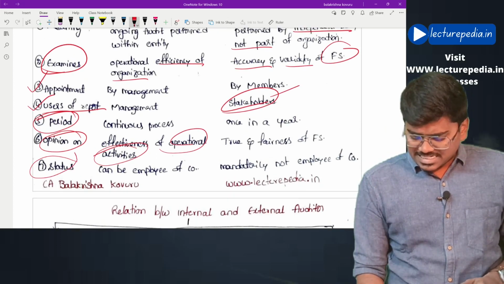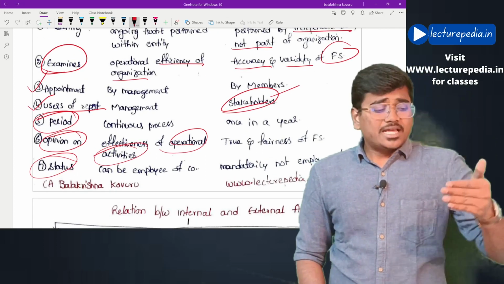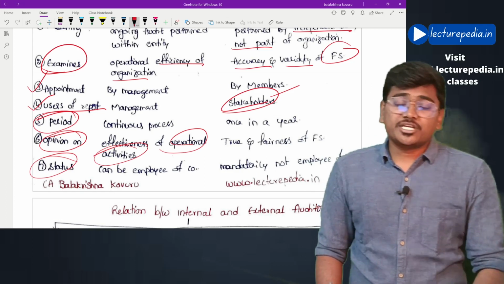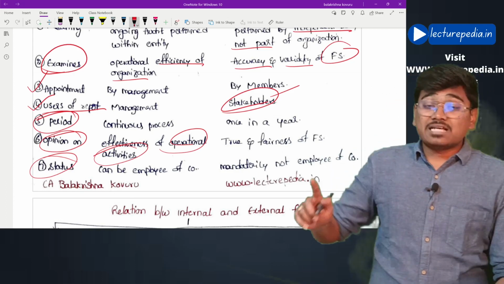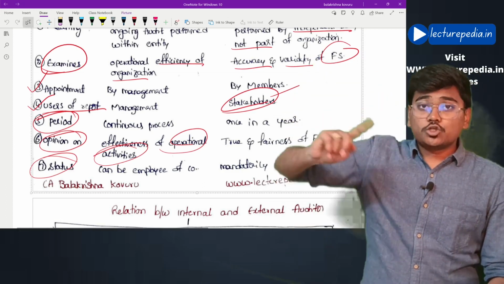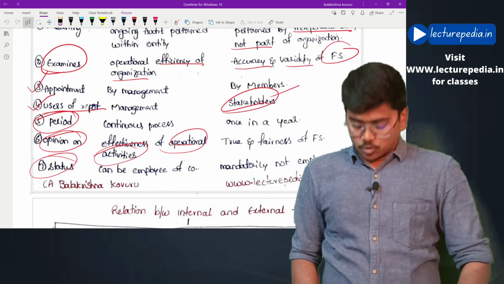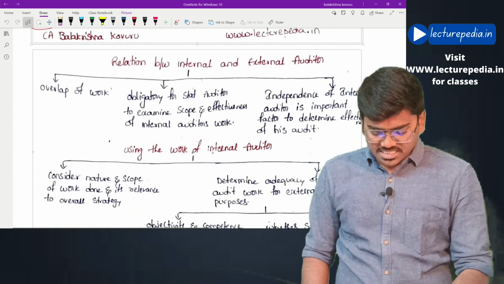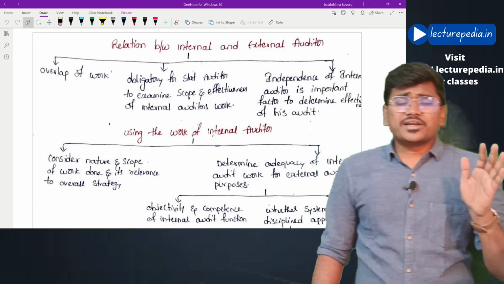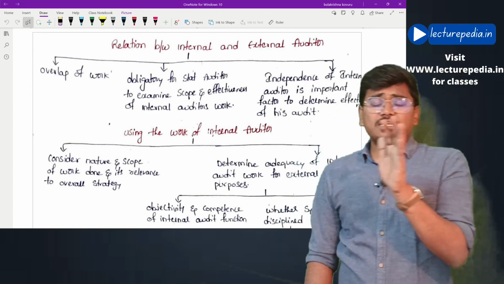And status, the internal auditor can also be employee of the company. Even an employee of the company can be appointed as internal auditor, whereas external auditor should be external party. He should not be employee of the organization. Hope this is clear. Next, if you see, there is some relationship between internal auditor and external auditor.